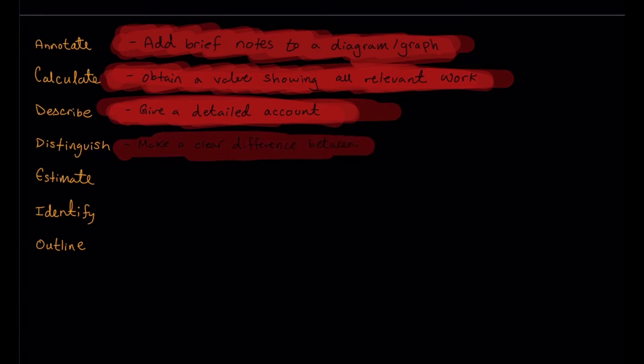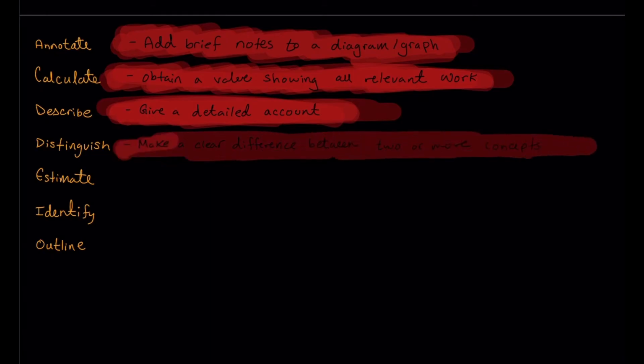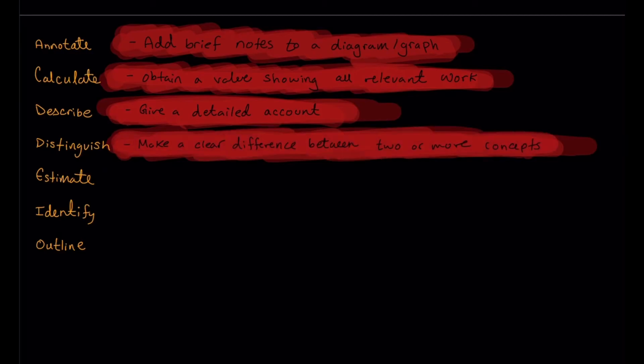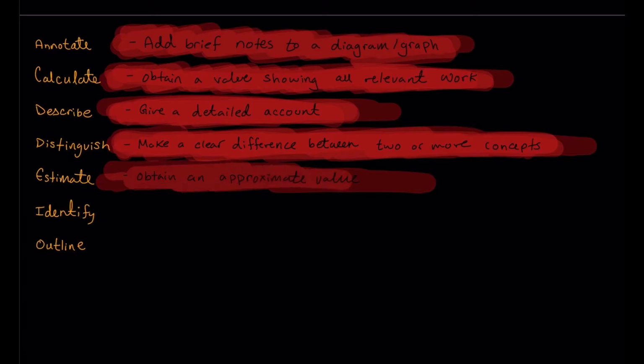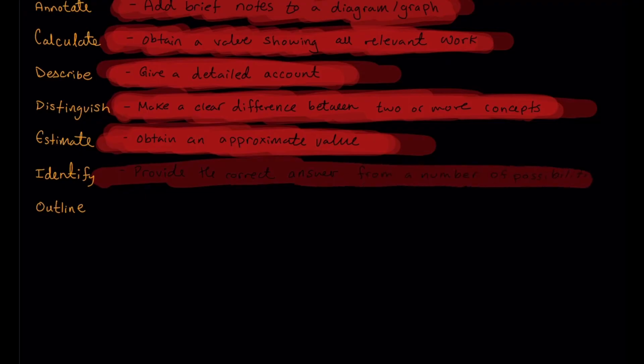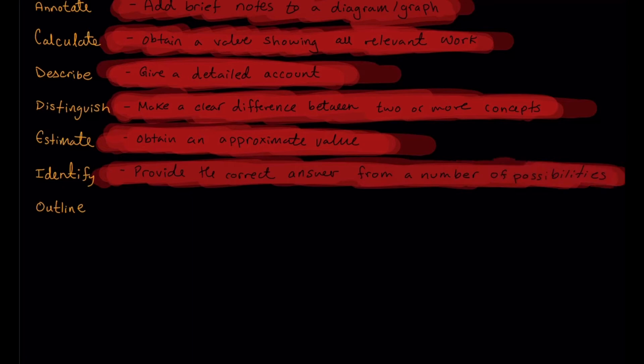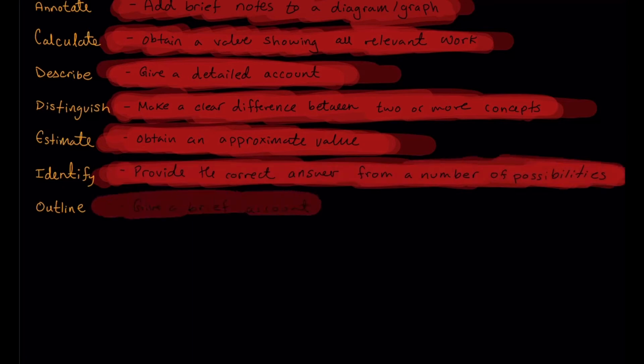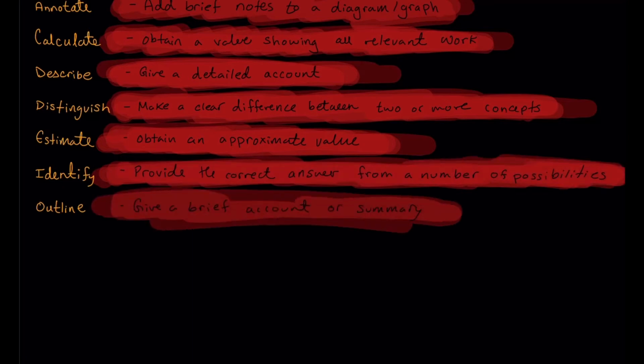You might also be asked to distinguish between two or more things, two or more concepts. And this is where you have to make sure to refer to both concepts throughout your answer to make a clear difference. You might also be asked to estimate, which is when you obtain an approximate value based on data presented to you. Identify means to provide the correct answer from a number of different possibilities. And finally, you might be asked to outline something, which is to give a brief account or summary of a concept.